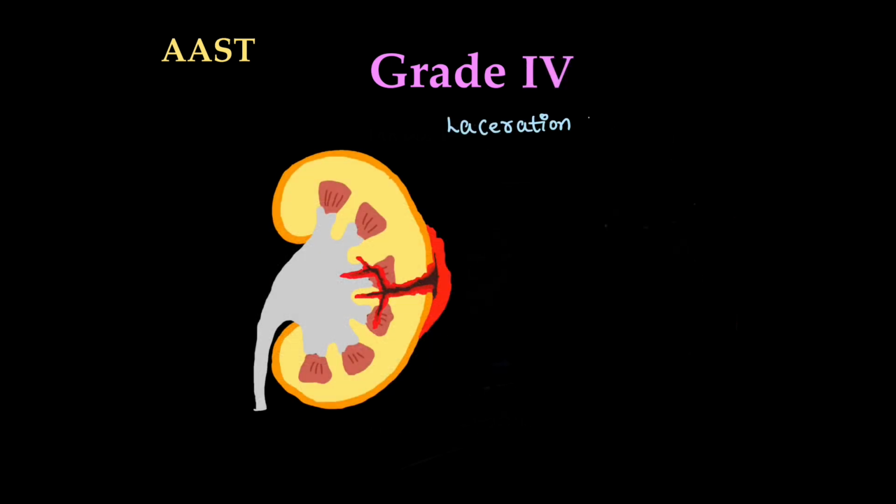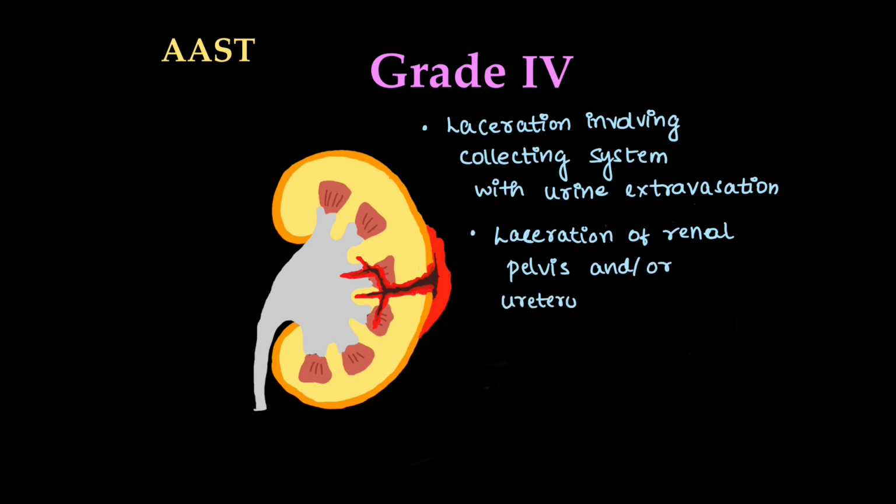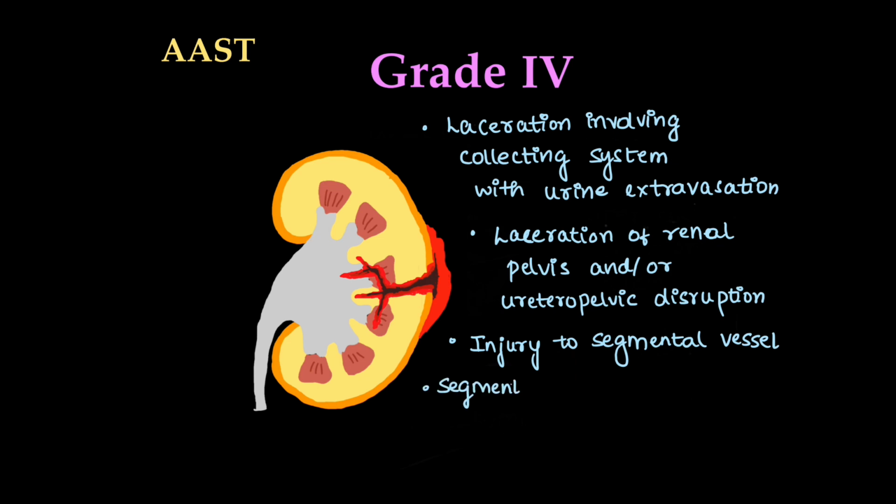Coming to grade 4. In grade 4 we can have laceration involving the collecting system. So collecting system involvement starts from grade 4 with urine extravasation, or there can be laceration of renal pelvis and/or ureter at the ureteropelvic junction, or we can have injury to segmental vessel in kidney, or we can have segmental infarctions with no active bleeding. This also comes under grade 4.